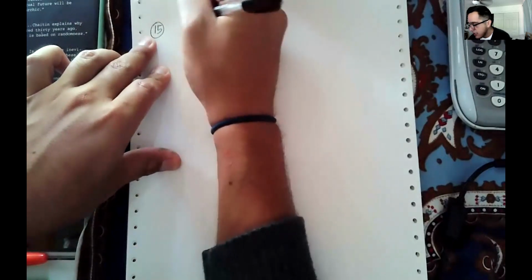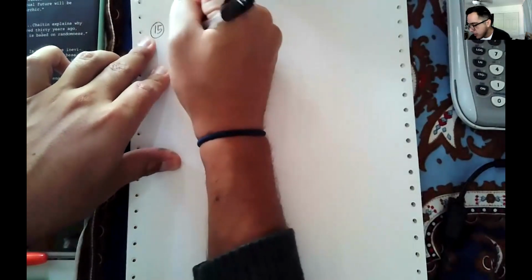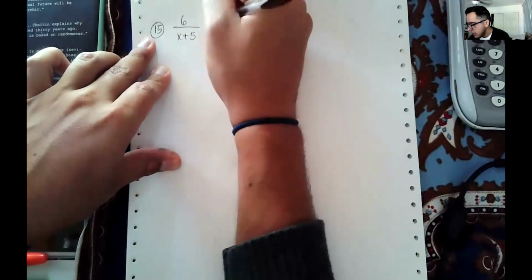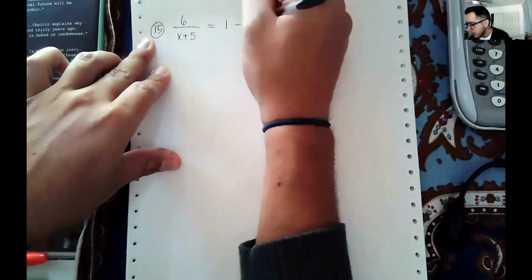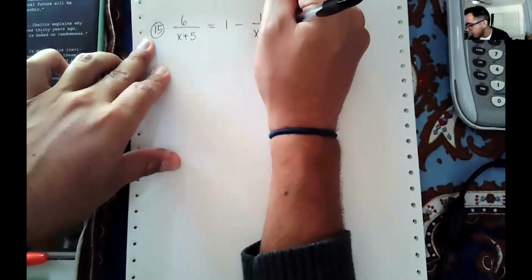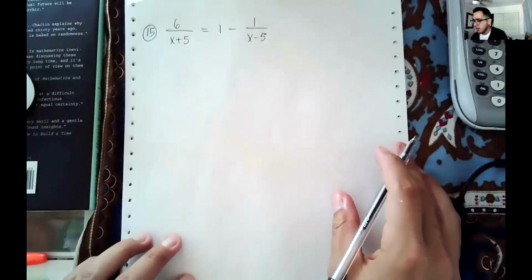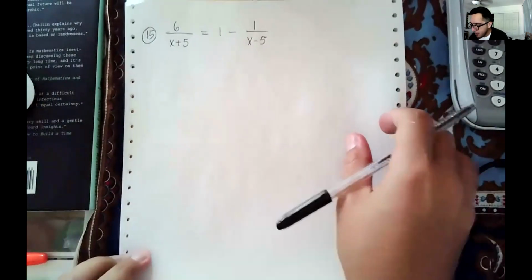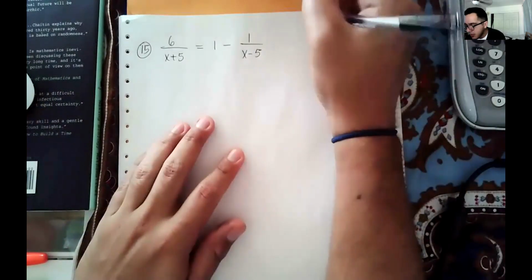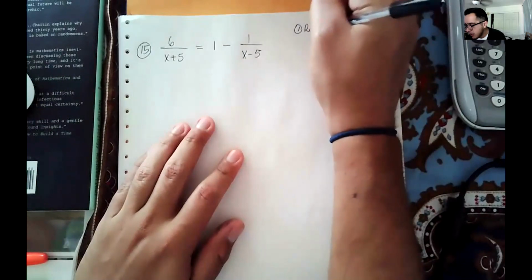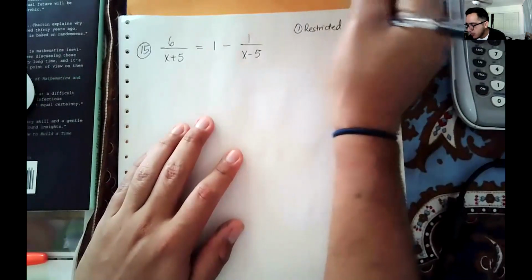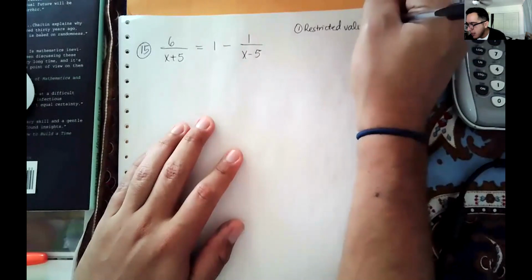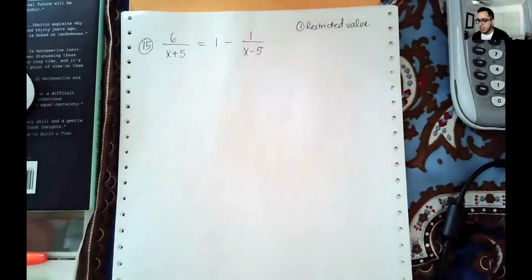We have 6 over x plus 5 is equal to 1 minus 1 over x minus 5. So whenever you're looking at a problem like this, I would say the first step is to find the restricted values. So what values can we not use as solutions for x? That is, if we plugged in this number for x, it will make the denominators equal 0.